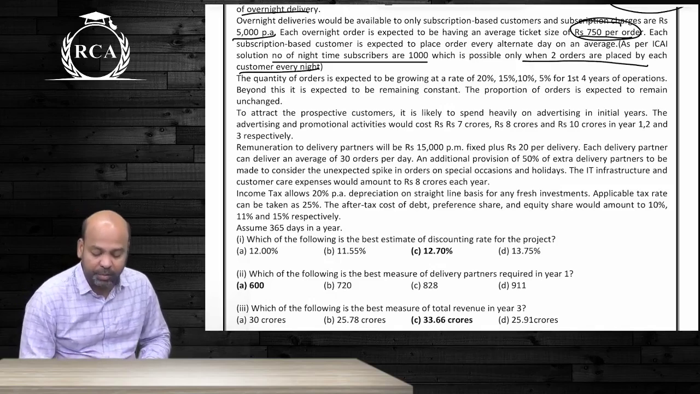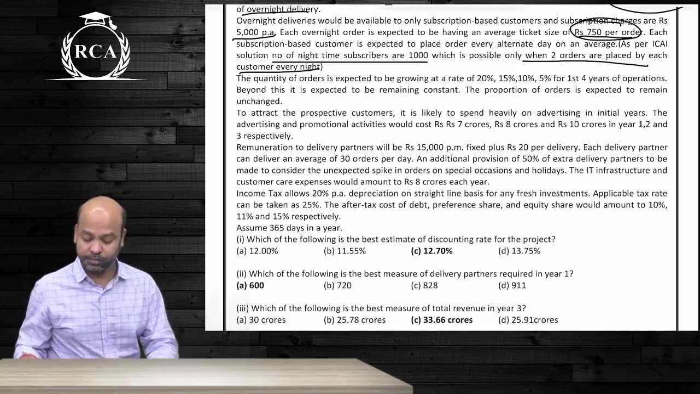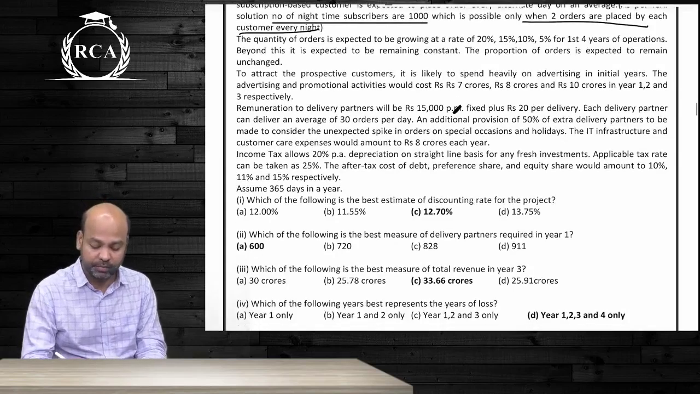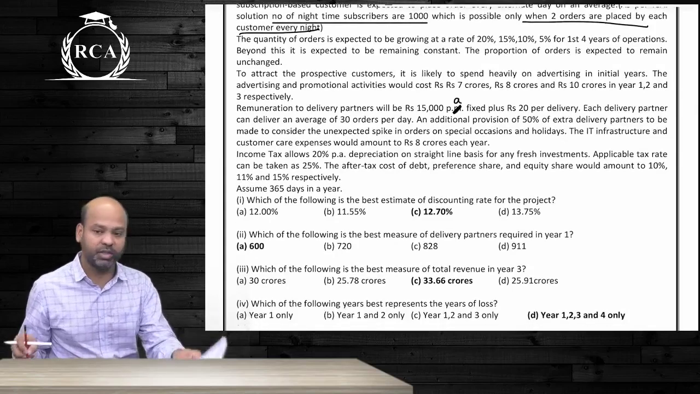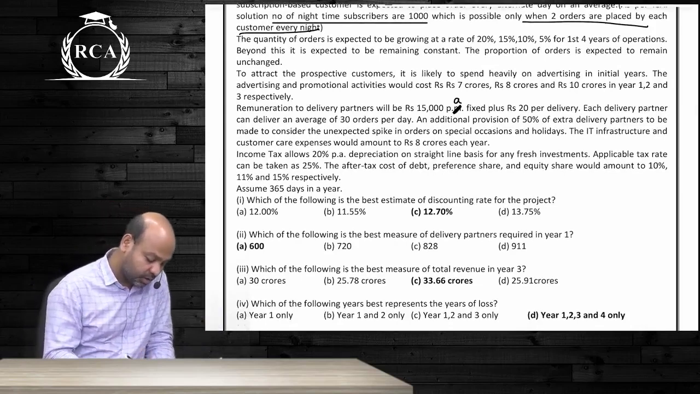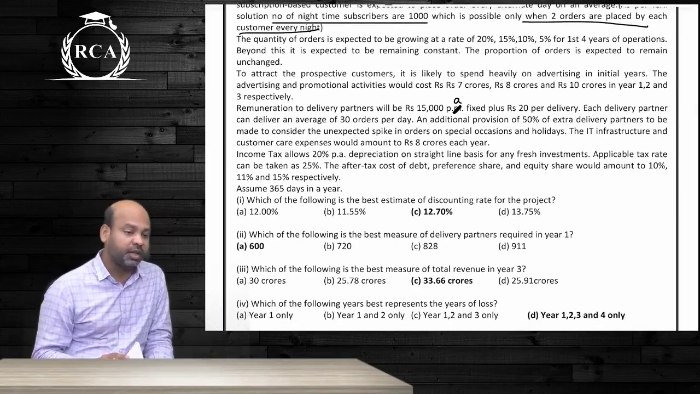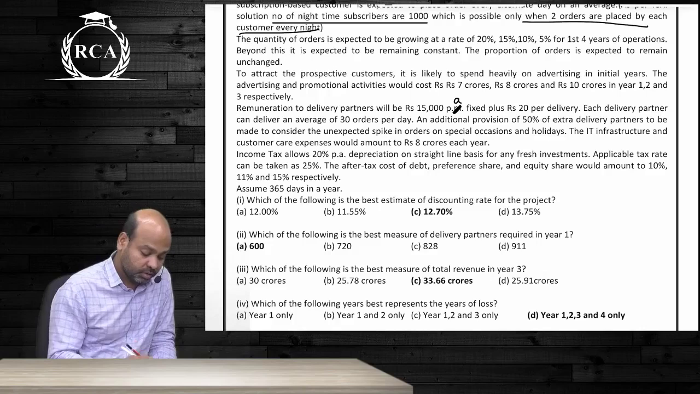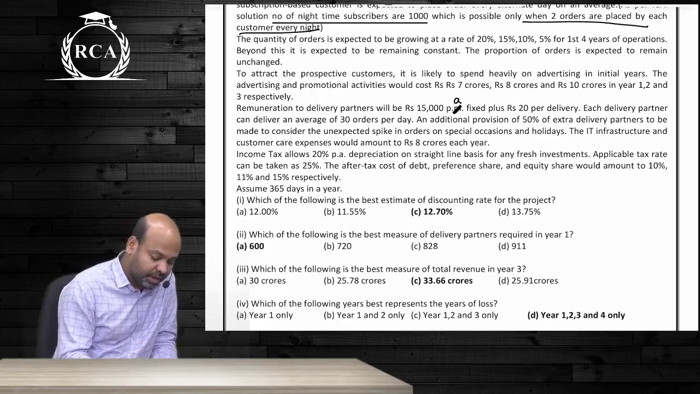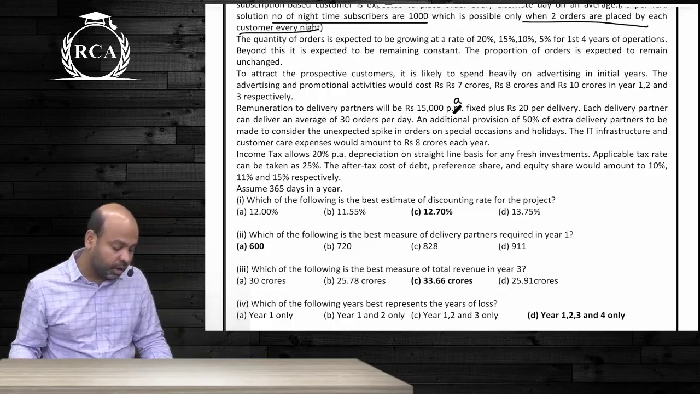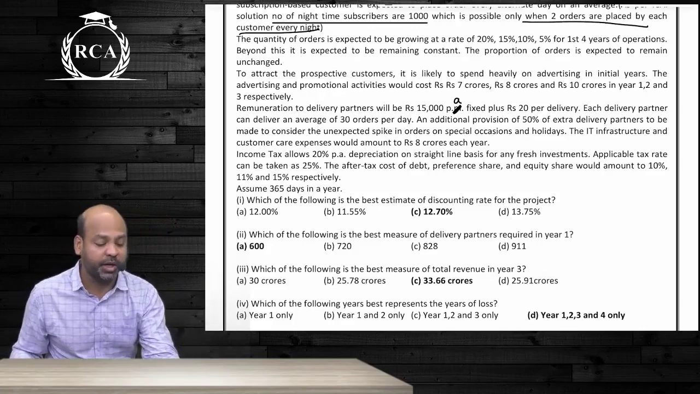Remuneration to delivery partners is 15,000 per month. Change that to 15,000 per annum. Because they took 15,000 per annum, वरना आंसर ही मैच नहीं होता. They directly wrote number of partners into 15,000. So this will become 15,000 per annum fixed plus 20 rupees per delivery.